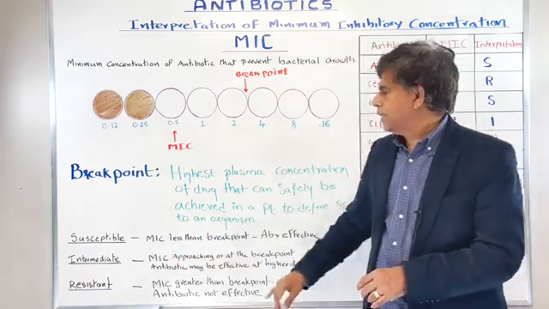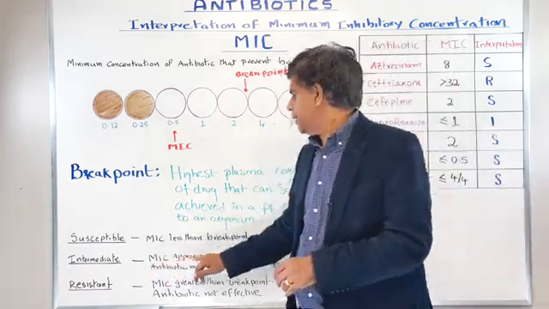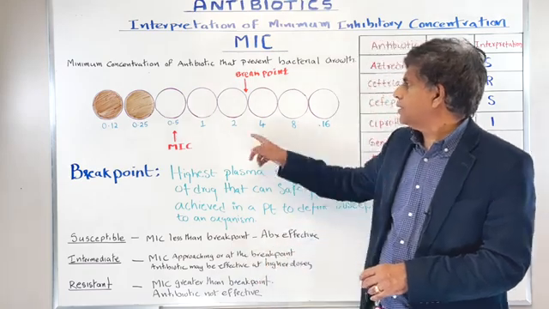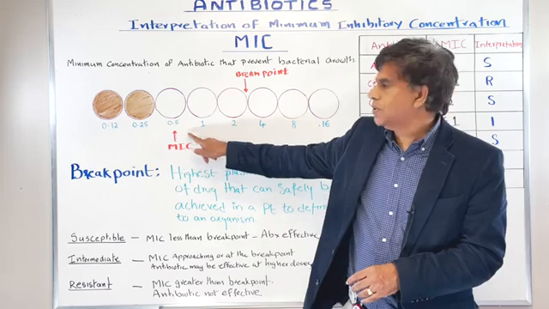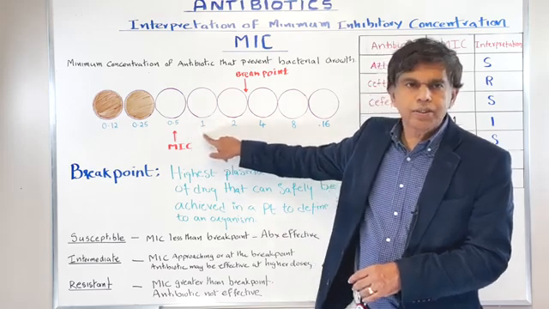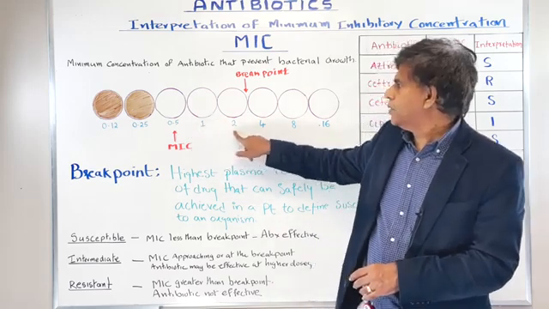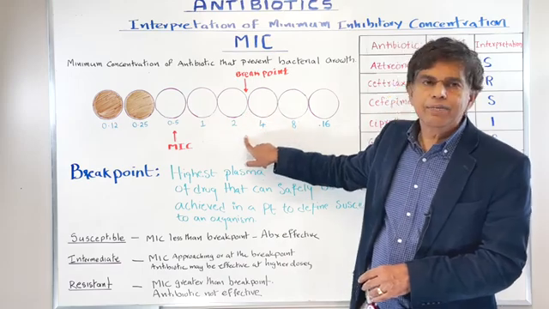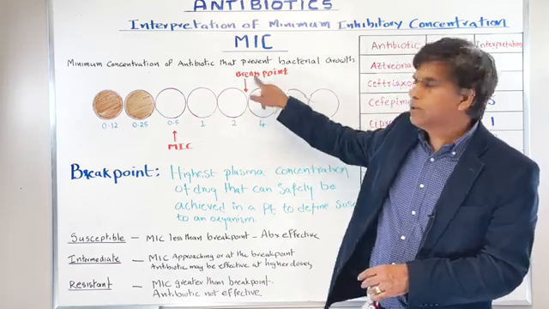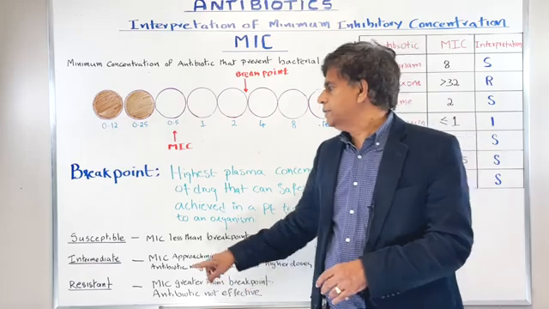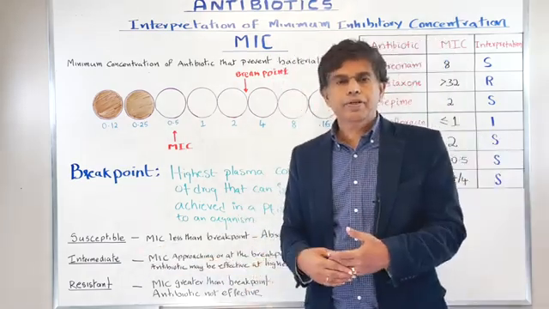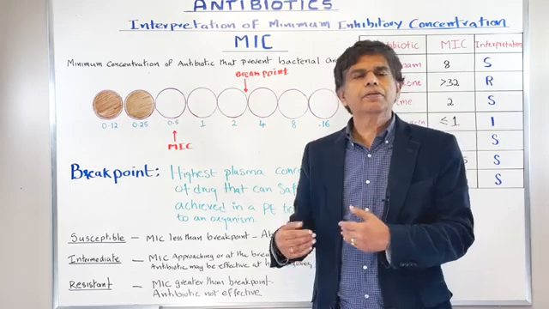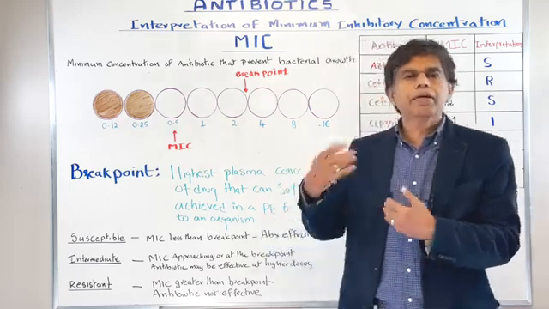Now, the next one is intermediate, MIC approaching the breakpoint. The MIC comes up here. 0.5 did not inhibit the growth. 1 did not inhibit the growth. 2 did not inhibit the growth. Up here, it inhibits. So your MIC is equal to the breakpoint. That is called intermediate. In that case, it may or may not be effective, but it can be effective if you use a bigger dose.